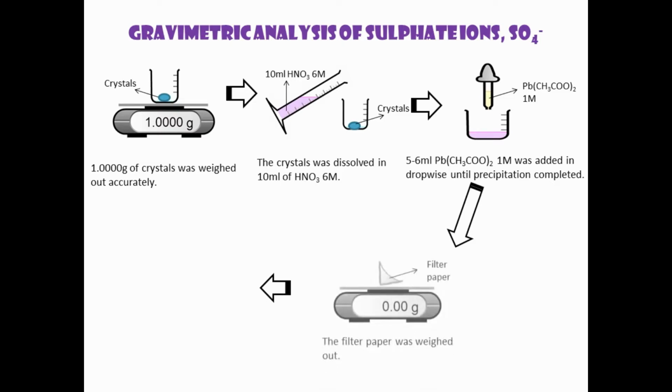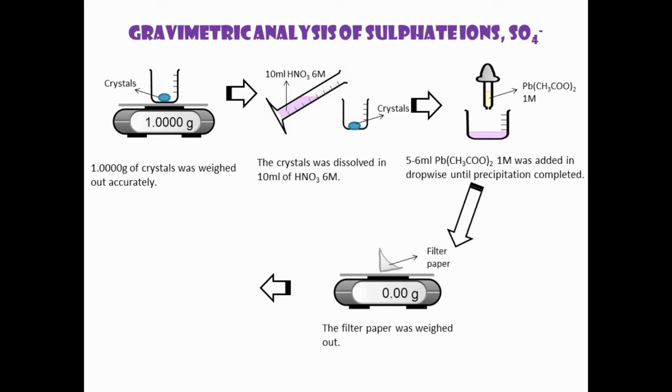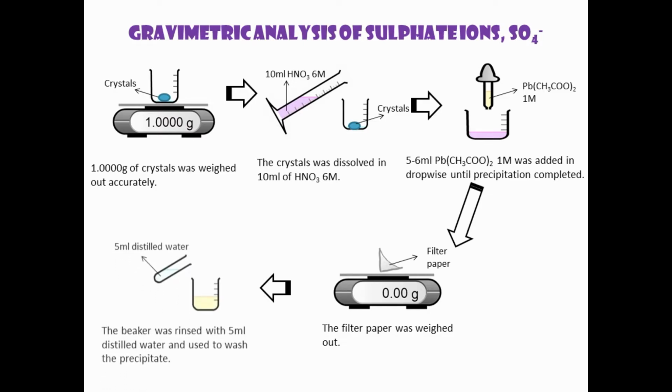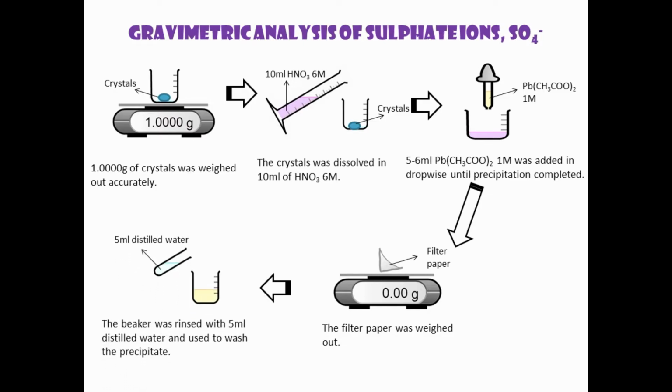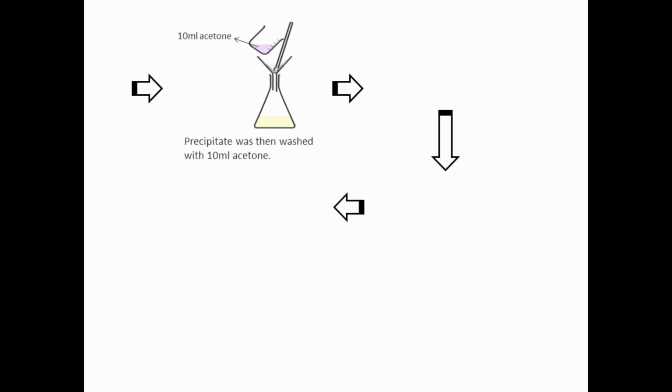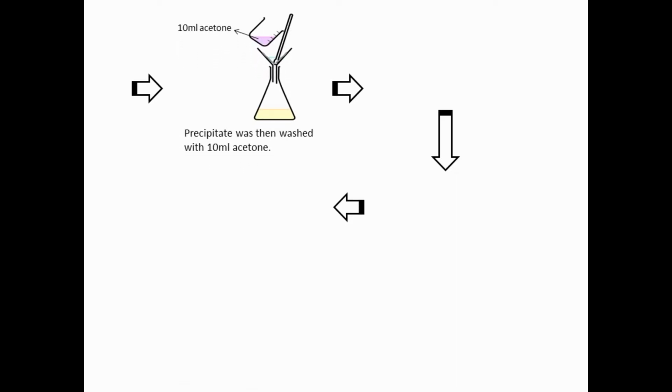A piece of filter paper was weighed out accurately and was used to filter the precipitate by gravitational filtration. The beaker was rinsed with 5 ml of distilled water, and the rinsing water was used to wash the precipitate. Finally, the precipitate was washed with 10 ml of ethanol. Then, the precipitate together with the filter paper was dried in an oven at 80 degrees Celsius.